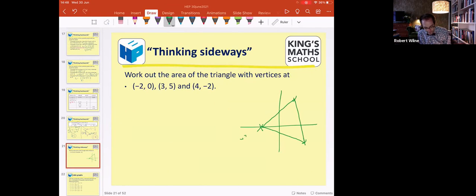Just strategies, I think, folks. I mean, if you're super speedy, you can work out the value of the area. That's fine. But strategies, please. Strategies for working out the area of this triangle. What would you want your students to do? Certainly can move the whole thing along.